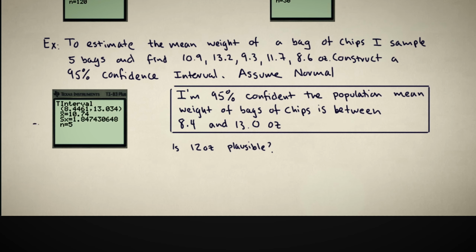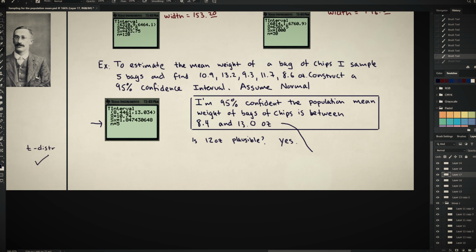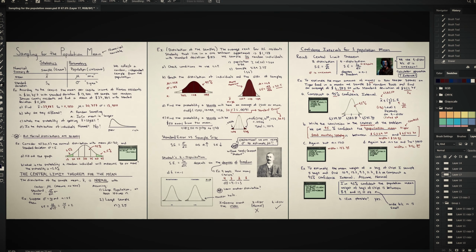However, since the sample size was very small, this only comes from 5 bags of chips, I ended up with a really wide range. So what I need to do is go to Costco and buy a bunch of bags. And that's how we construct and interpret confidence intervals for one population mean. Please reach out to me if you have any questions.